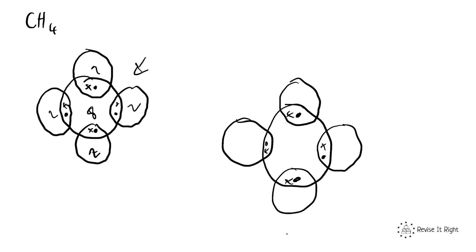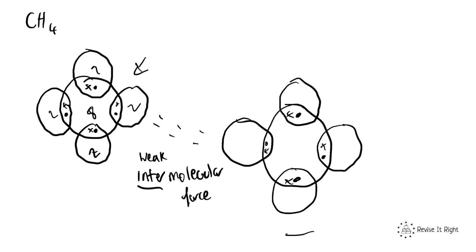However, if you add another methane molecule, which is CH4, it will be attracted to this molecule through a weak intermolecular force. So one methane molecule will be attracted to another methane molecule by a weak intermolecular force. It's important to note that this is a weak force and therefore it is easy to break.